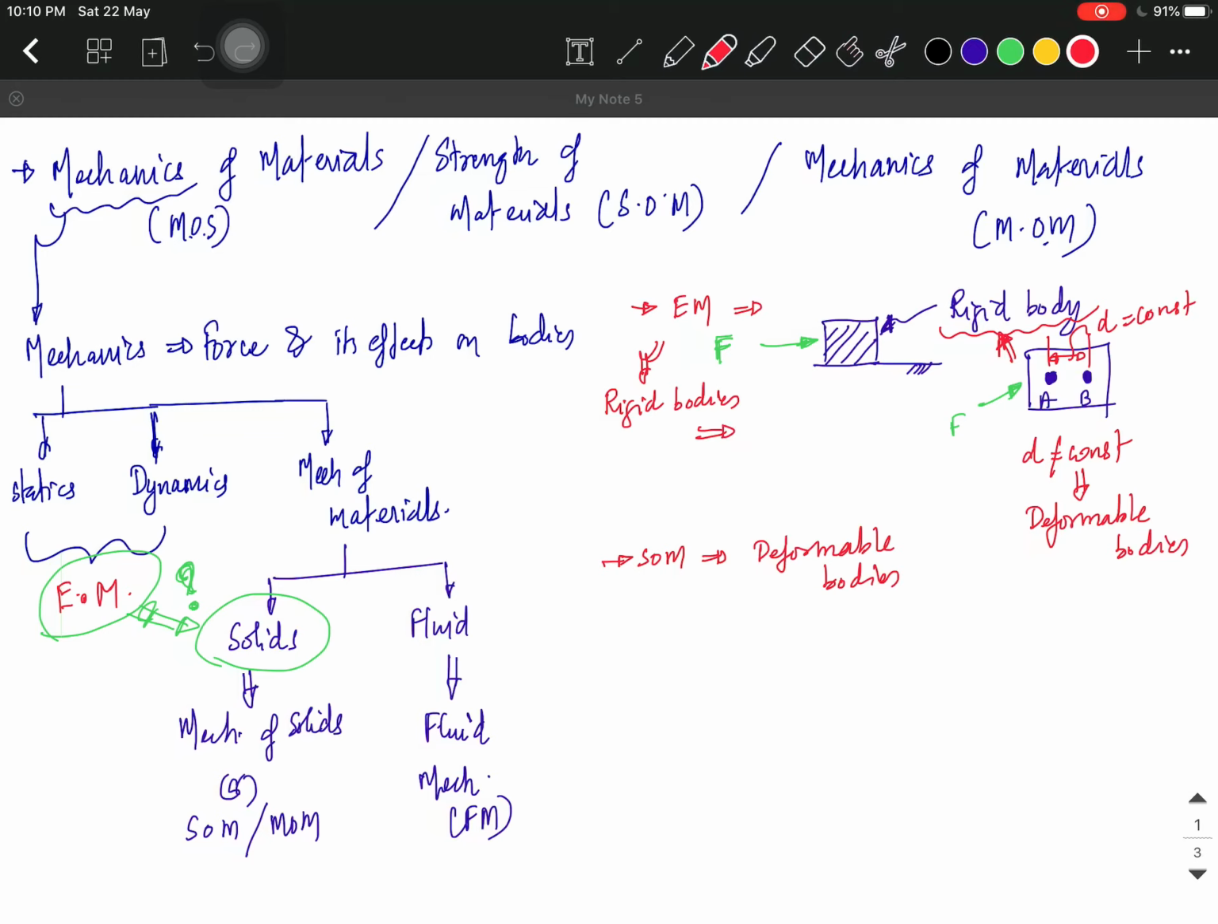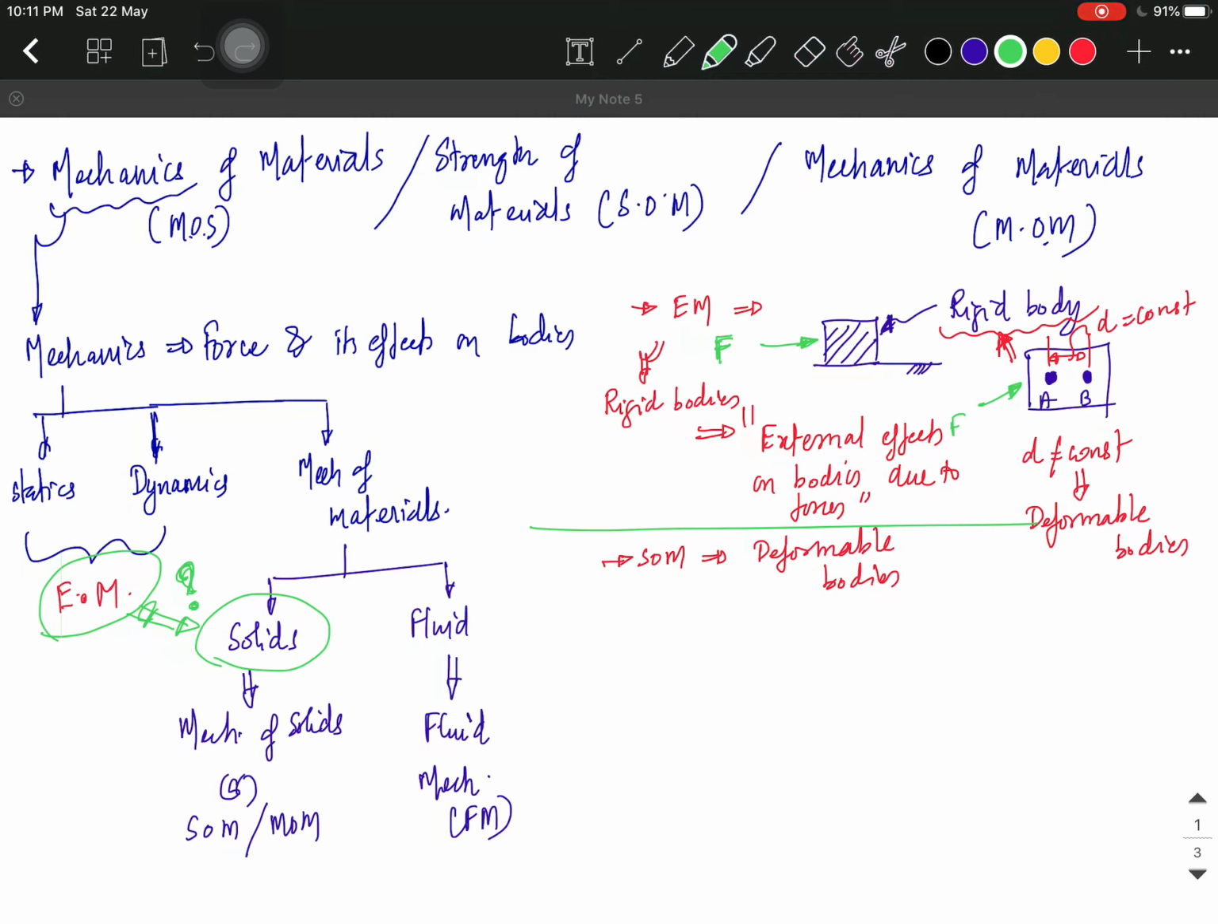And in the example that I told, we are considering only the external effects on bodies due to forces. We are primarily concerned with the external effects that are happening on this particular body.